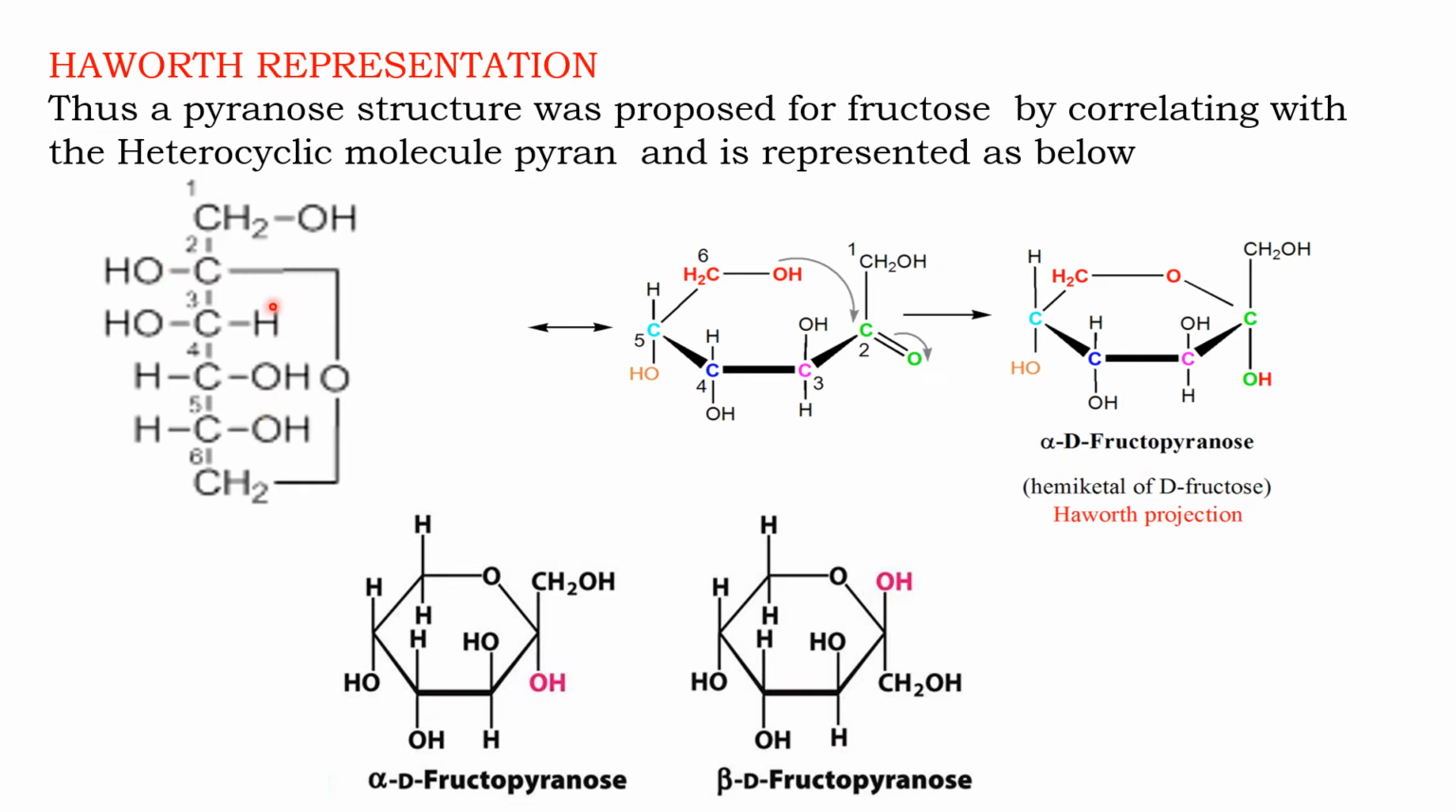And any group on the right hand side will be below the plane. We have studied this in the glucose molecule. Same thing here. So here the OH group is on the right hand side, which means it should be below the plane. Hence it is alpha D fructose.